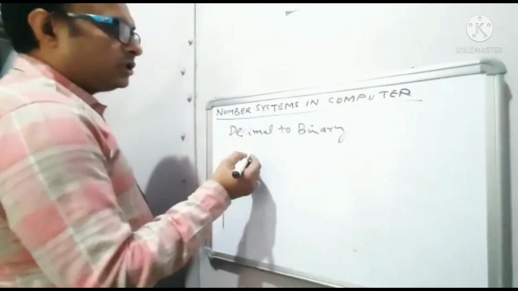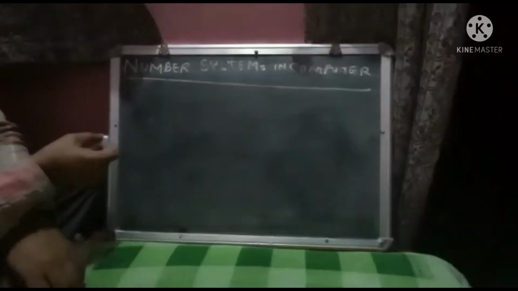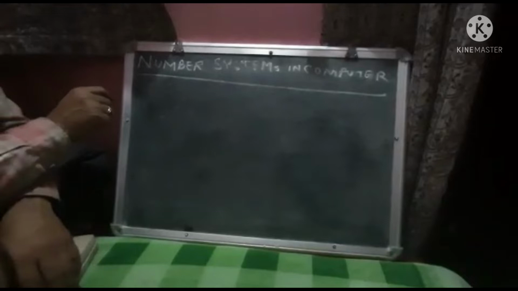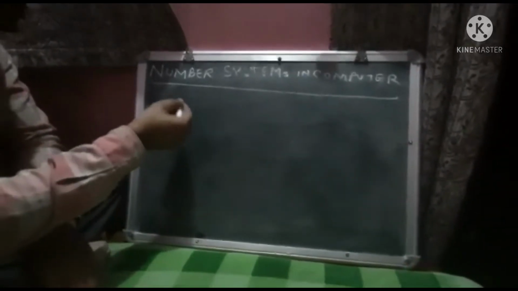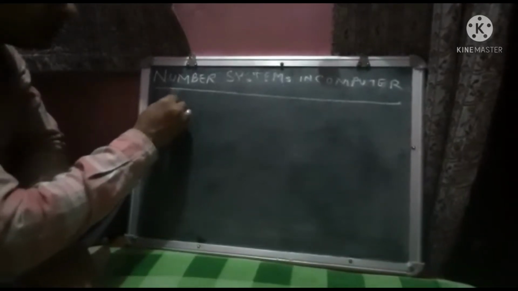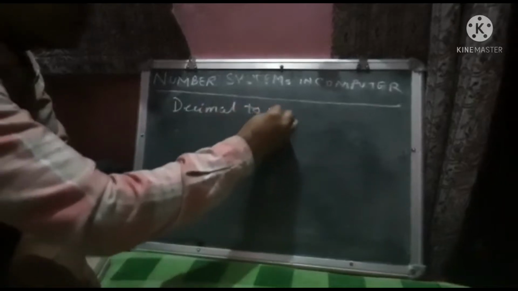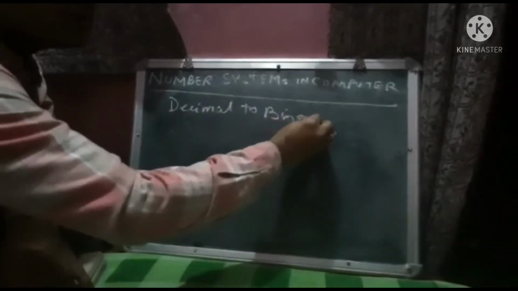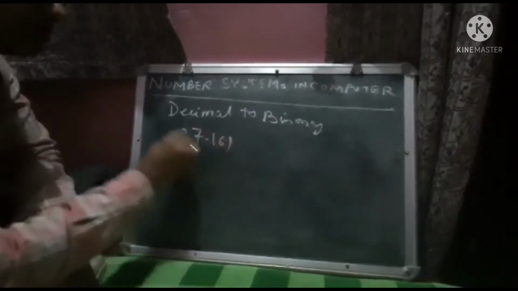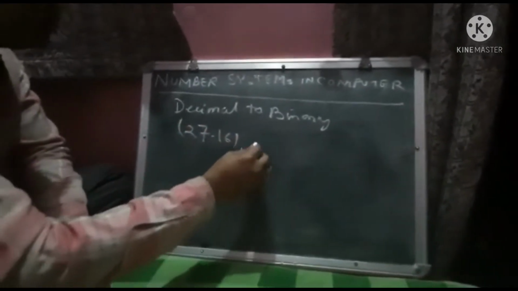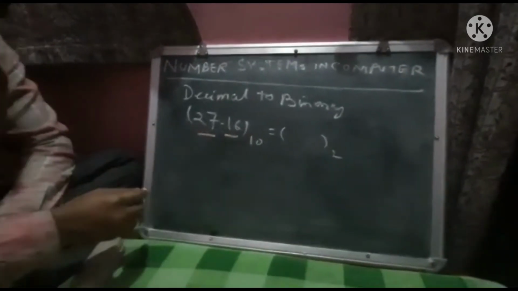Now understand the conversion from decimal to binary. I have just switched from the whiteboard to the blackboard because of some problems. So let us understand the topic that we were discussing, decimal to binary conversion. Let us take one example: 27.16 is the number in decimal which we want to convert to binary. Let us consider the integer and fraction parts separately.